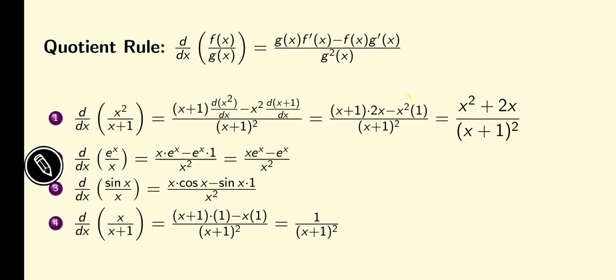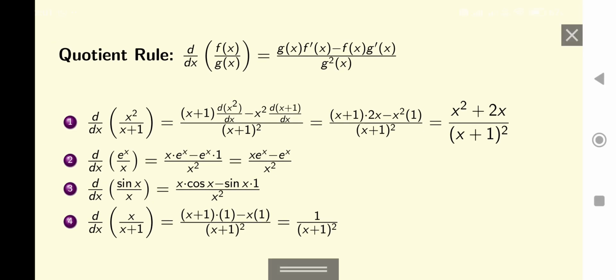Now let us see the quotient rule. Whenever we have to find the derivative of f(x) by g(x), a function of this type, what we will do is first of all take the square of g(x), which is written in the denominator. We write g(x) as it is, then derivative of the first function, derivative of function f, minus f as it is, and derivative of the function g.